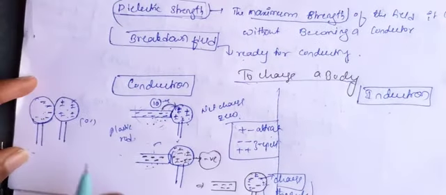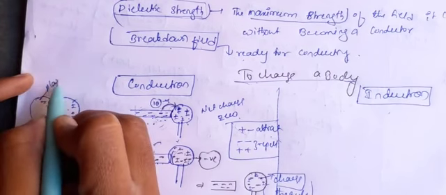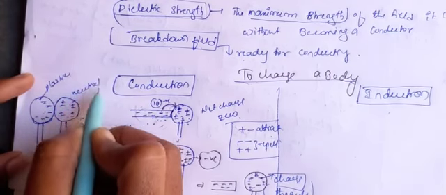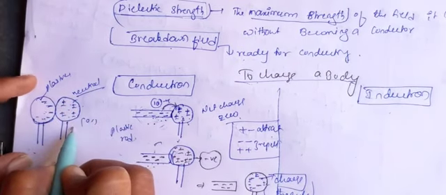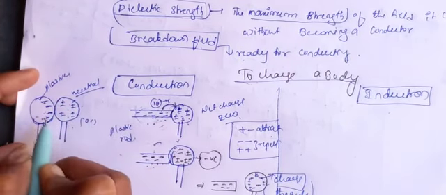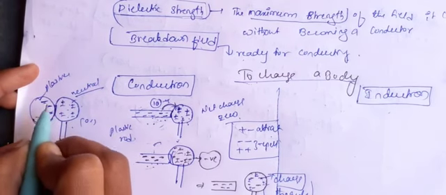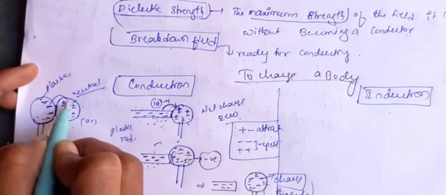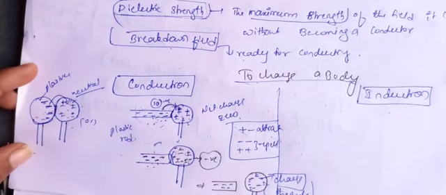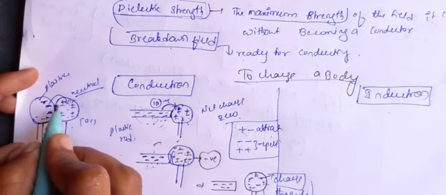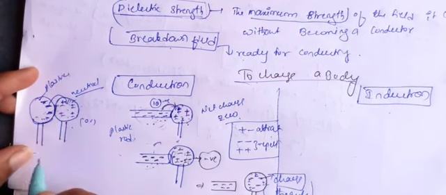So here this is the plastic rod, and this is the neutral body. Neutral body means it acts as an insulator. Now these are the negative charges, so when there is contact, these negative charges will go through to the second body. As these are negative charges, here we are getting the positive charges.